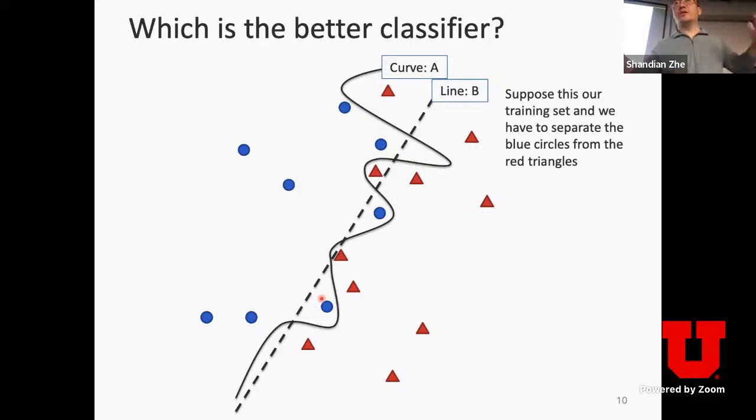A is more complex, more fine-grained, more vivid, it adapts to every possible case in the training set, right? But as we discussed previously, if your training set itself has some problems, has some noises, some issues, and some wrong labels, it can mislead curve A.